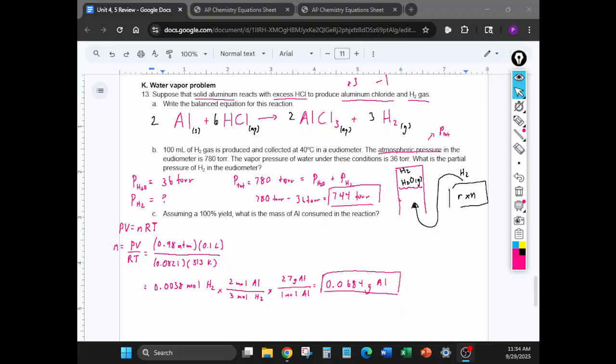Alright guys, so I got these set up for you. Pretty simple. You use PV equals nRT for all the numbers that you have for H2 gas. So pressure, you convert the 744 torr into ATM, so 0.98. The volume is 100 milliliters. You have to convert that to liters, so divide that by 1,000 to get 0.1. And then the constant is always constant. Temperature is 40 Celsius, so add 273 to get 313, and that will get you 0.0038 moles of H2. You want Al, so you use the balanced equation, 3 to 2, and then the molar mass of Al is about 27, and you just use dimensional analysis to the end.